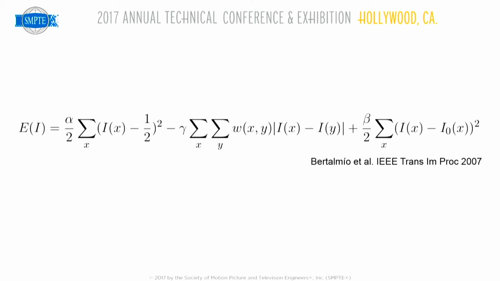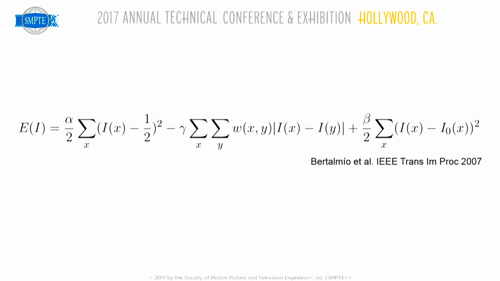Let me just spend a couple of minutes on this. So this is an energy functional equation in which E stands for the energy. I is an image. Think of this as a channel of an image or a grayscale image. X and Y are pixel locations. Your image I is normalized, in the range 0, 1. So the 1/2 in the first term would stand for the mean, the average.